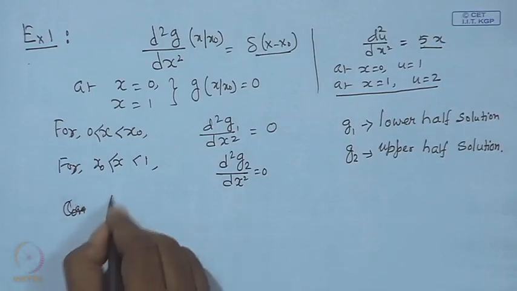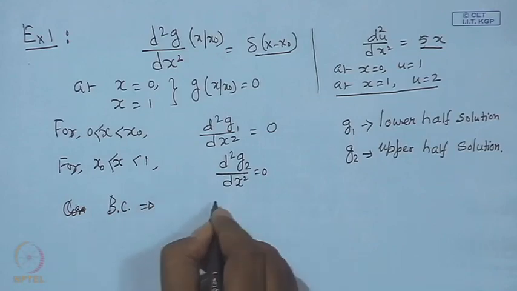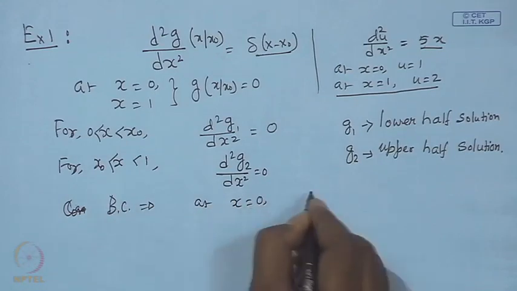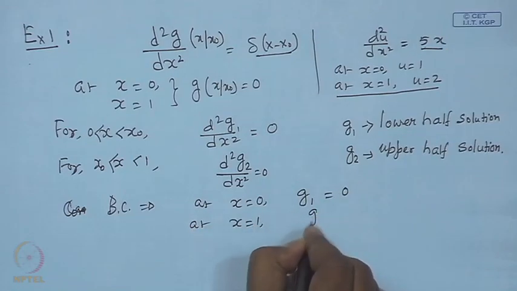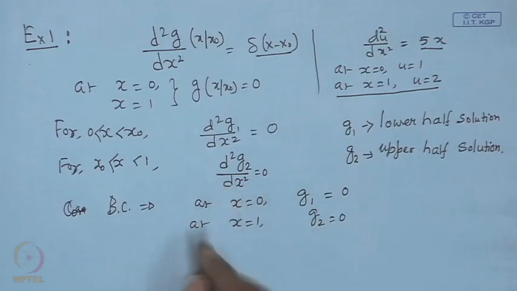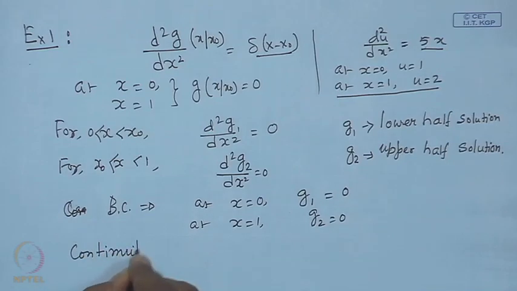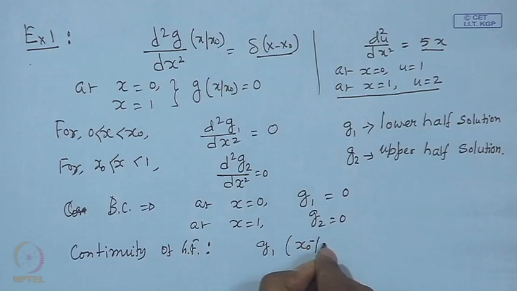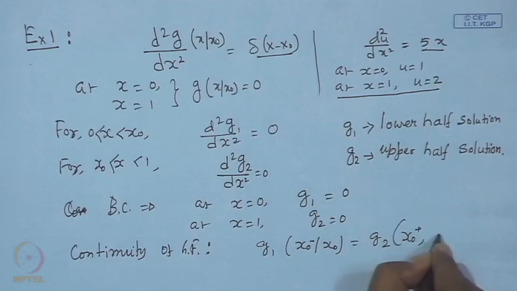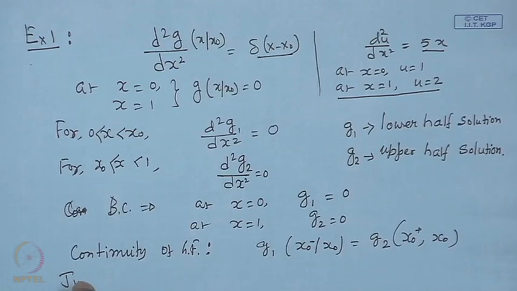Okay. So, let us fix up the boundary conditions. Boundary conditions: at x equal to 0, g1 is equal to 0, and at x equal to 1, g2 is equal to 0, because g2 is the upper half part. Continuity of Green's function gives the third boundary condition: g1 at x naught minus comma x naught is equal to g2 at x naught plus comma x naught. Then the jump discontinuity condition.